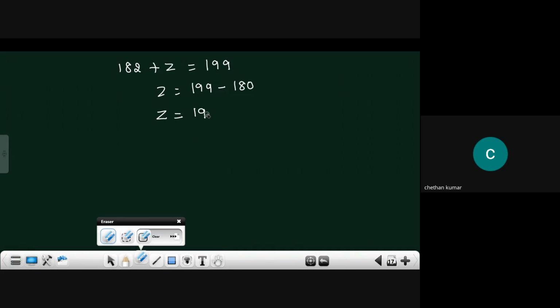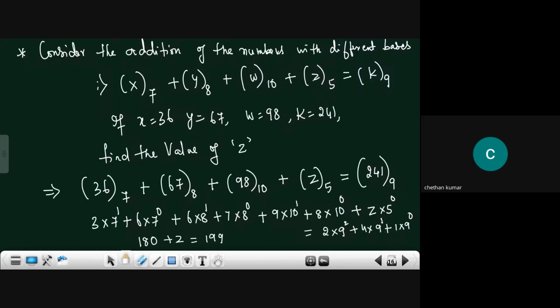19 is correct. Is it 19 is in what base? Decimal, right? Is 19. This I can add Z of D. Z of D means decimal. This is in decimal. But what value we need to find out here? Z of 5. The question is Z of 5, not Z of what? Decimal. Then what I need to do?